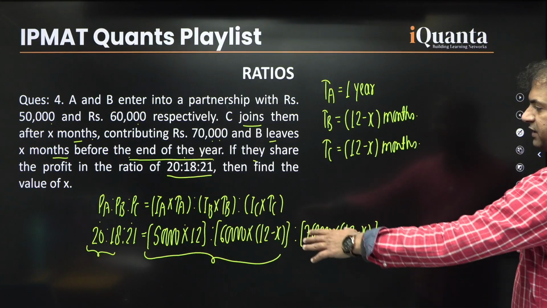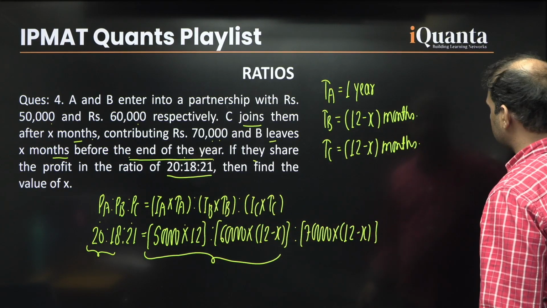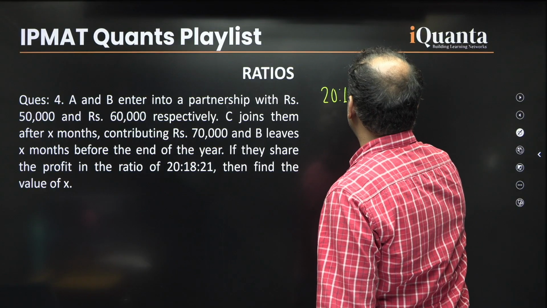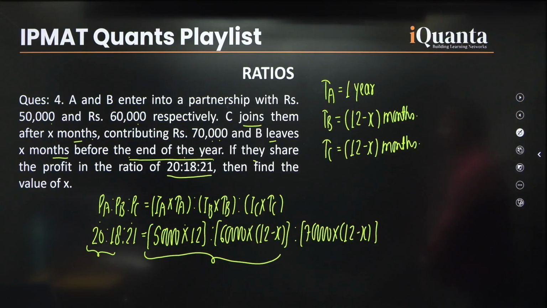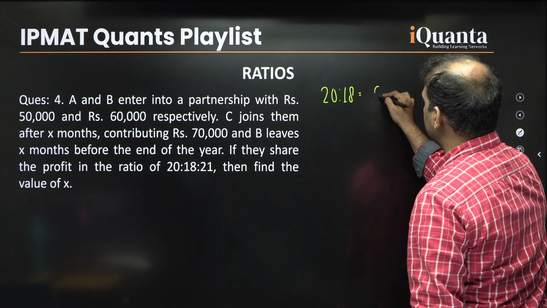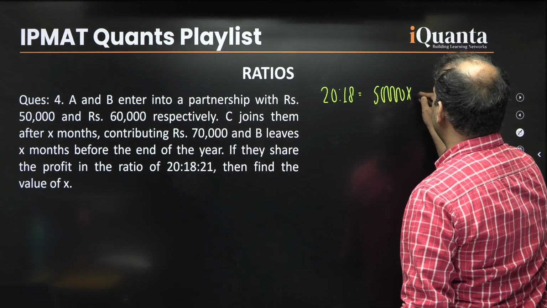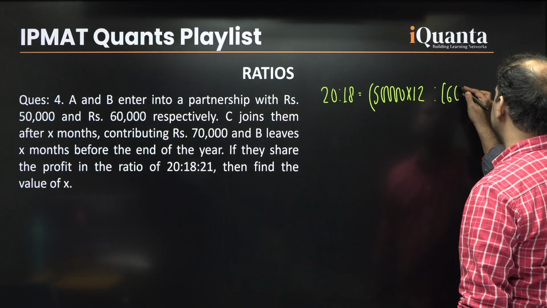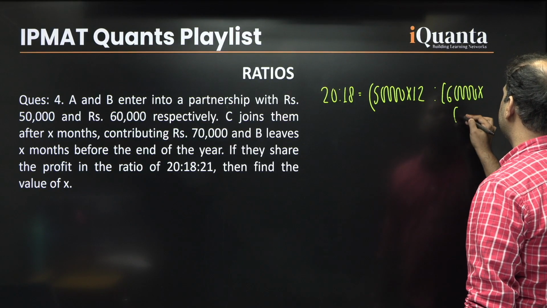ओके, सो गाइस यहाँ देखिए A और B का रेशियो प्रॉफिट में है 20:18. Let me write it here, 20:18. All right. और राइट साइड में गाइस हम क्या लिखेंगे, that is 50,000 into 12, right? 50,000 into 12 is to 60,000 into 12 minus x.